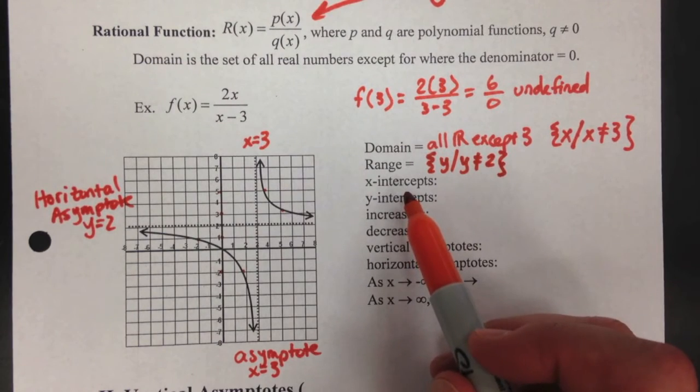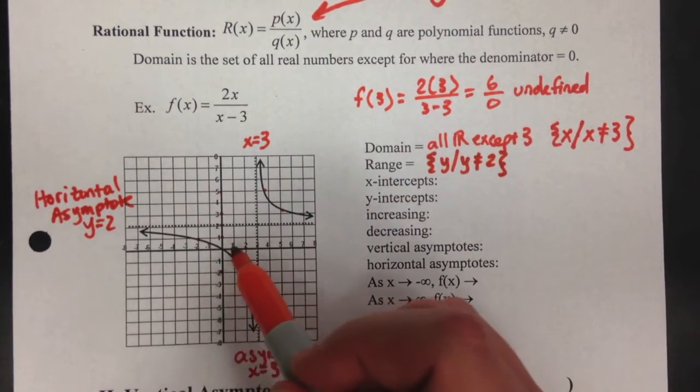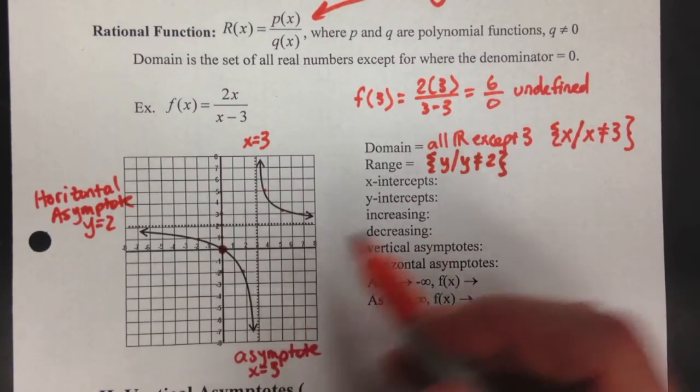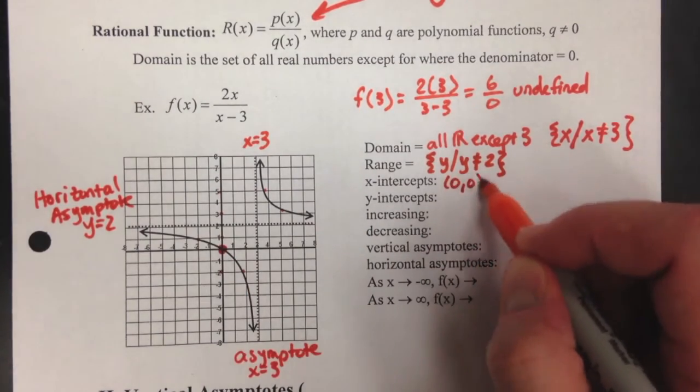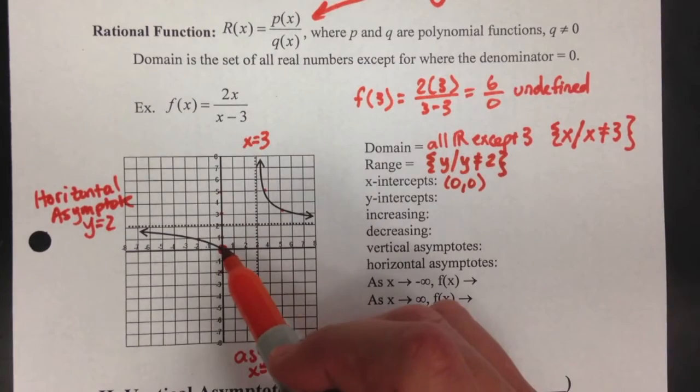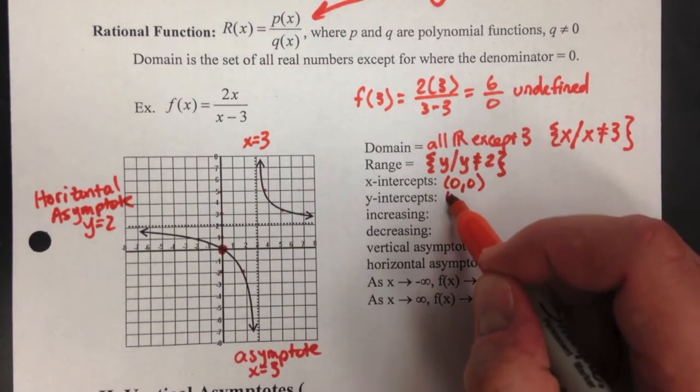Intercepts, well, x-intercepts, do we cross the x-axis? Yes, we do, right here. Now that's the origin, so that would be (0, 0). The y-intercept is going to be the same point, (0, 0).